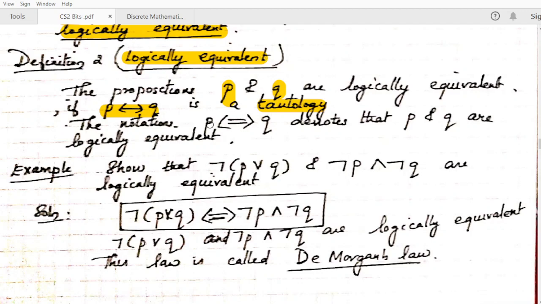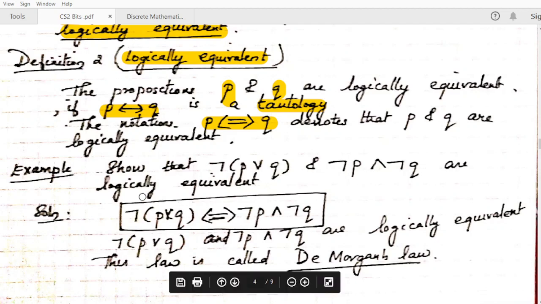So the notation for logical equivalence is this one: P is logically equivalent to Q. The difference between the conditional and equivalence notations is that we have one more extra line here. So here we have a double line and arrows on both sides, whereas in the case of a biconditional statement, we have only a single line in two directions.